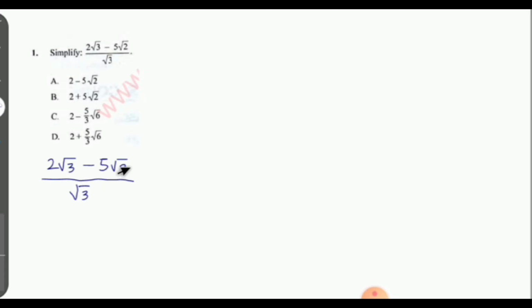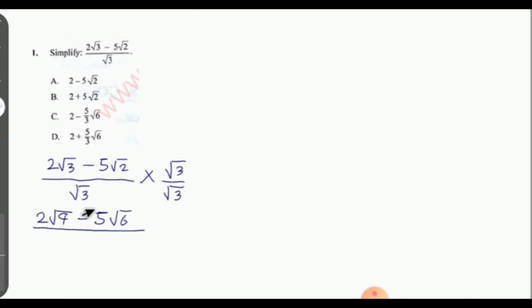I'm going to multiply the numerator and the denominator by what? Root 3 over root 3. Now 2 root 3 will multiply root 3. So root 3, so here will now be what? 2 root 9, because root 3 times root 3 is what? Root 9. Then this minus, I'll put it here. 5 root 2 multiply root 3 will give me 5 root 6.